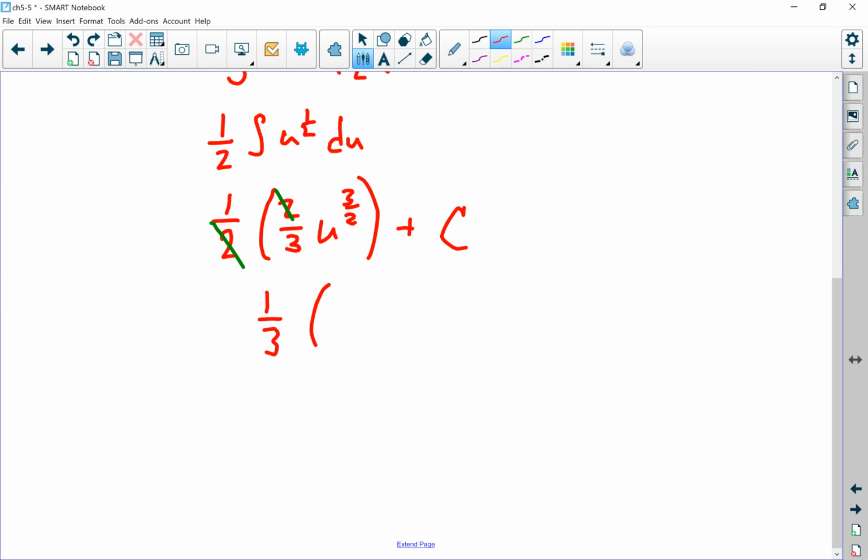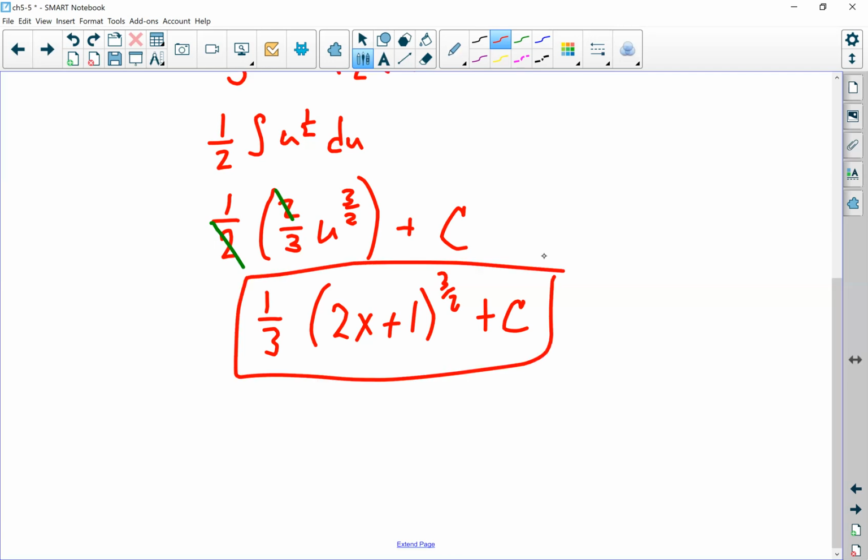And the last step, u was equal to 2x plus 1. So I have my integral then in terms of x. Make sense? All right.